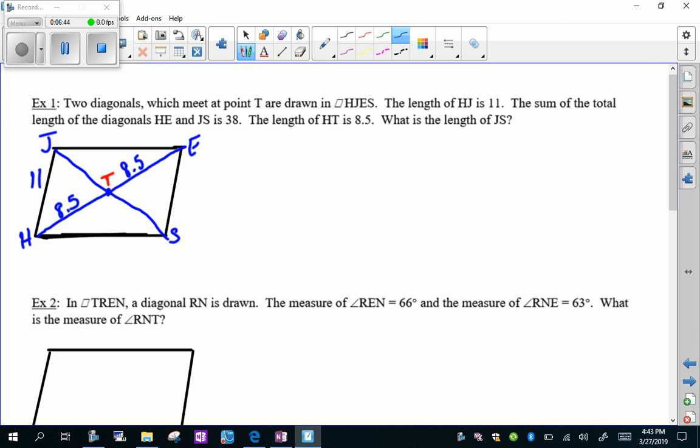I know that the sum of HE and JS is 38. So I know the sum is 38. I know that equals, well, JS is what I'm looking for, plus, well, I'm going to add the two together, so I'm going to have 17. So I pretty much have a simple equation that I need to solve. I'm just going to subtract 17 from both sides, and I know that x equals 21.